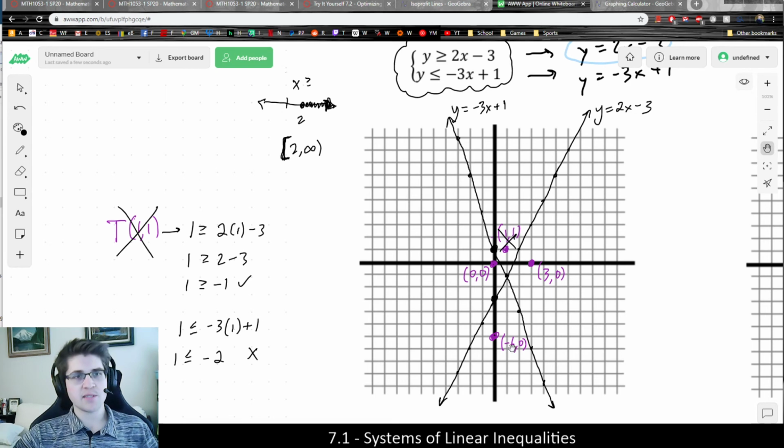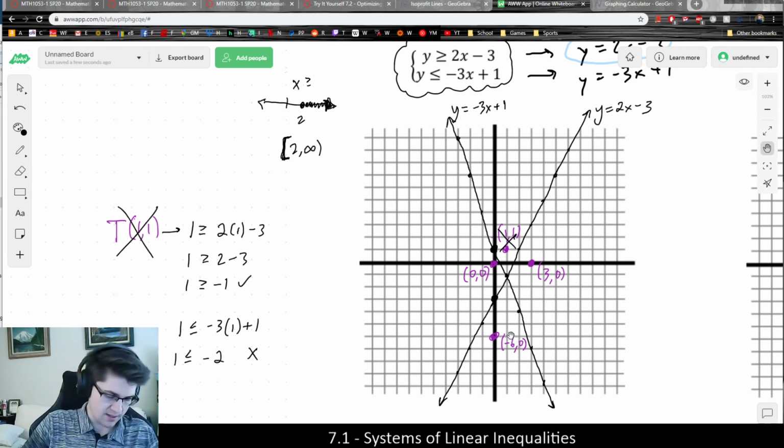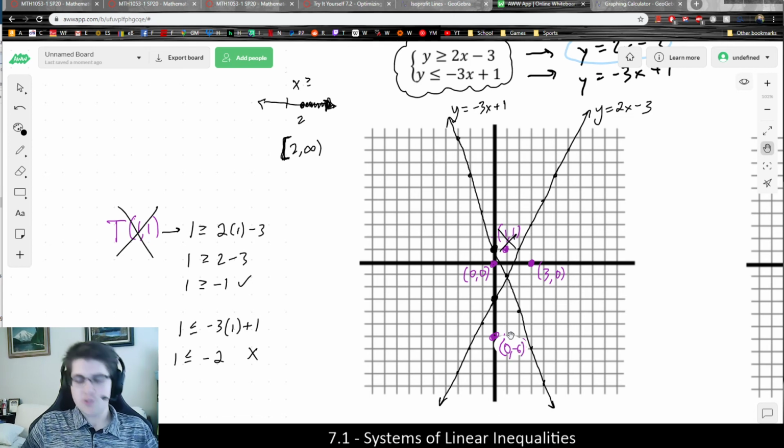And if you try 3, 0 and 0, negative 6, sorry, I wrote that wrong. Another really silly mistake because I'm tired. But those two will also not work if you want to try those on your own.